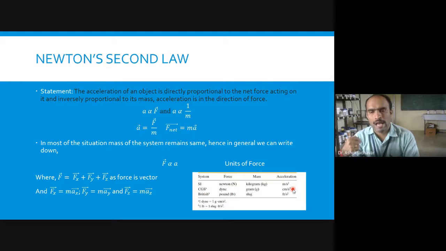Whenever you come in the lab, at that time we will do the practical, and during that practical we will use the CGS unit system, and whatever be your formula, whatever be your calculated answer, you have to convert it into the SI unit system. So this is about the SI unit system and all this.